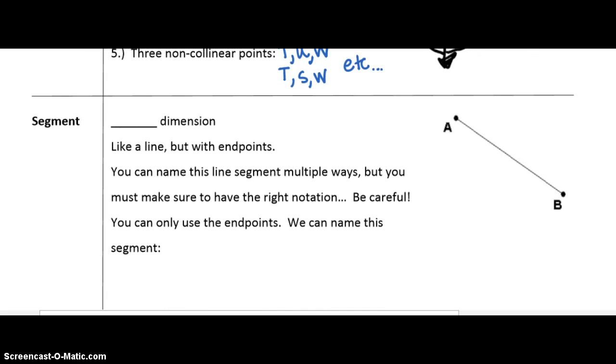Next definition is going to be a segment, and a segment has 1 dimension. It's like a line, but notice that it has endpoints instead of arrows. And you can name this segment a couple of different ways. You could either name it segment AB, or you could name it segment BA. Both of these are correct. Now notice that it has to have the segment mark above it though. If it doesn't have the segment mark above it, I won't know it's a segment. So make sure you do put that there. But you can flip-flop however you want to do the letters here. Just like we did with the line, we could flip-flop the letters there too.